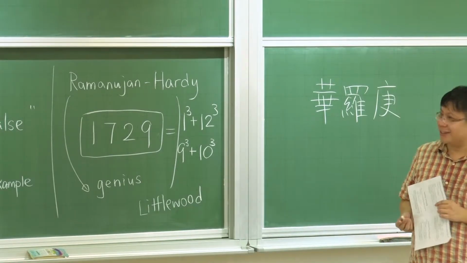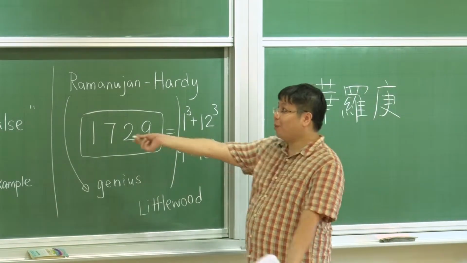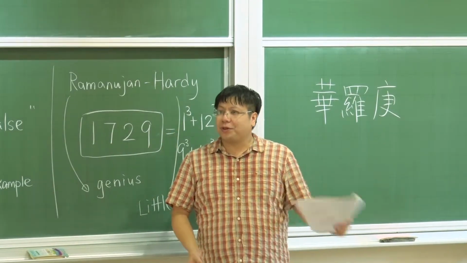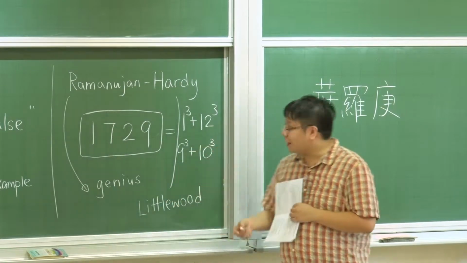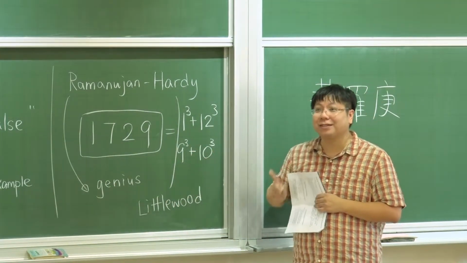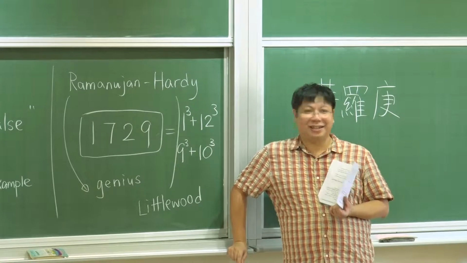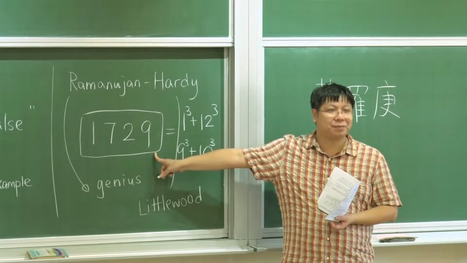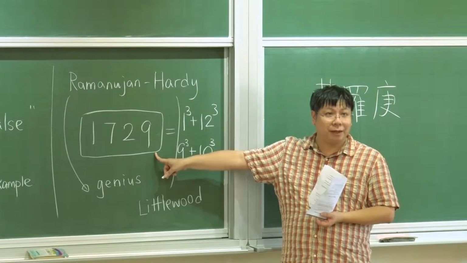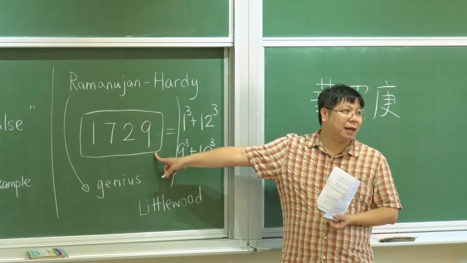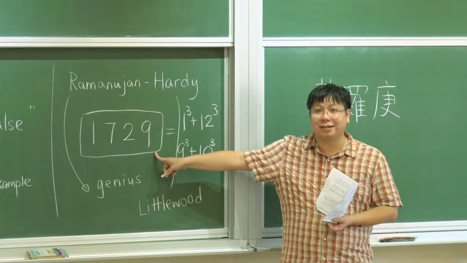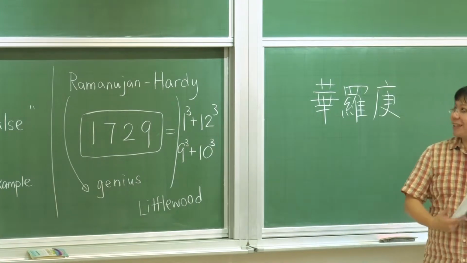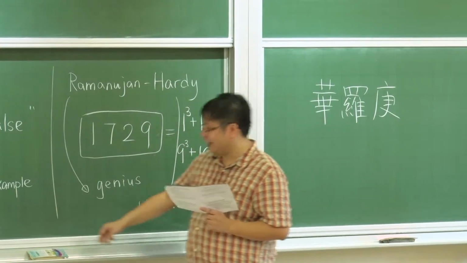So why is it an existence proof? It is a number that proves that there is a certain number that you can write as the sum of two cubes in two different ways. This is a witness of the following proposition: there exists a positive number which can be written as a sum of two cubes in two different ways. Okay, so this is a story about Ramanujan and Hardy.